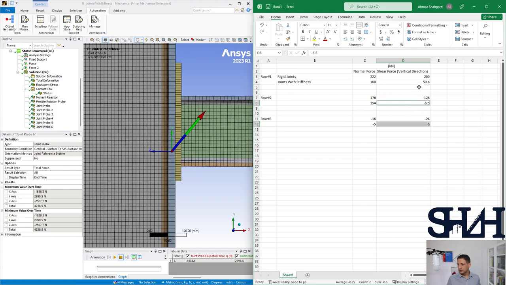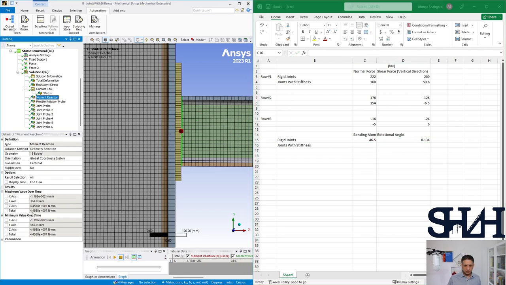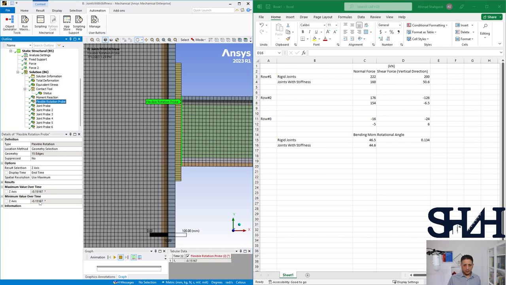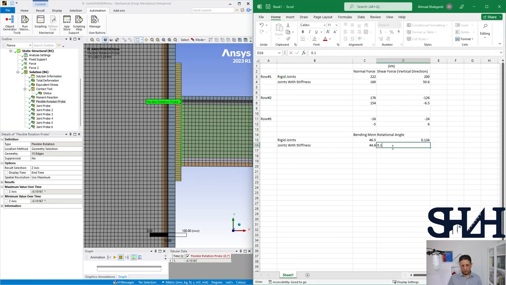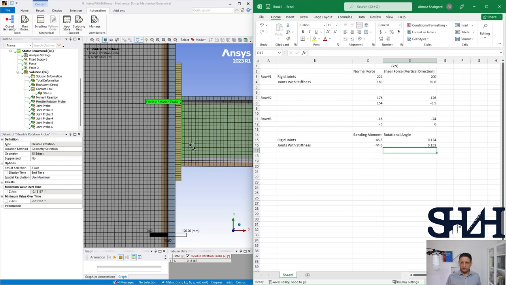If we look at the shear force again, the summary is 50, which is exactly the same load that is coming to the connection. But still, we can see that the loads are quite significant in this method. The other thing that we need to check is the bending moment and rotational angle. In the rigid joints modeling, it was 46.5 kilonewton meter and the rotation was 0.134. Here, the moment is 44.6 and the rotational angle is 0.152. That's all.